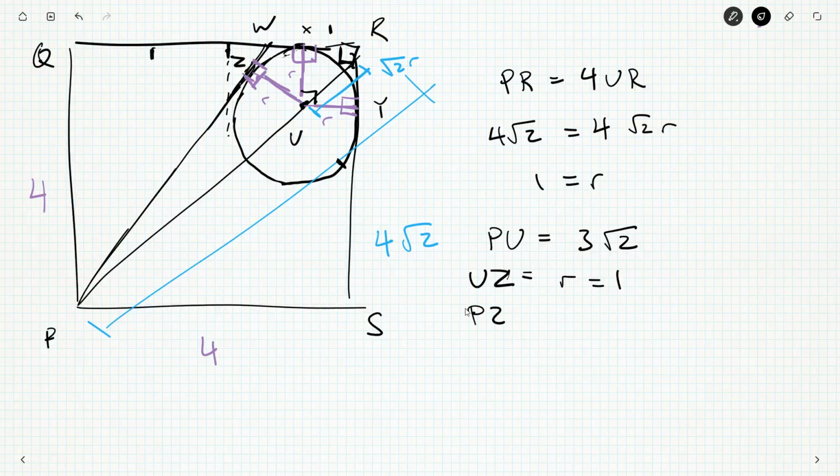Then PZ, there's a right angle in this triangle here at Z, so PU squared is UZ squared plus ZP squared.